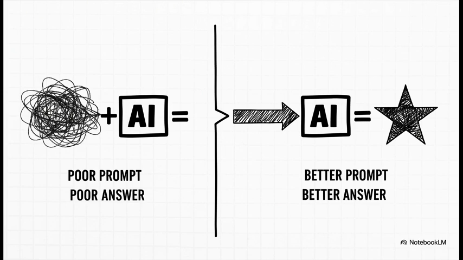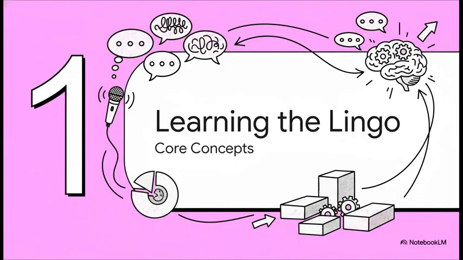This is the whole idea behind prompt engineering. It's about learning how to ask and how to instruct in a way that guides the AI to give you exactly what you're looking for. Okay, so to get really good at this, we first need to speak the language. Let's start with a few basic terms that are going to be the foundation for everything else we talk about.